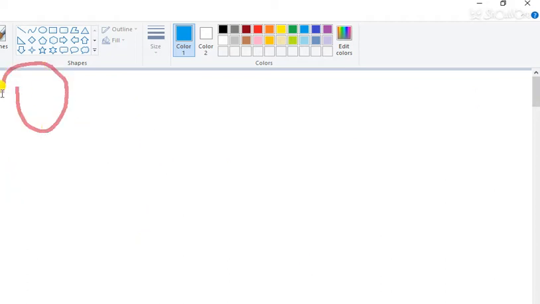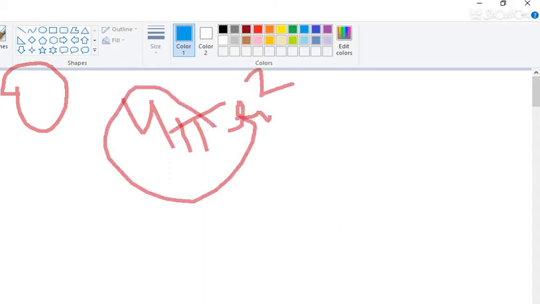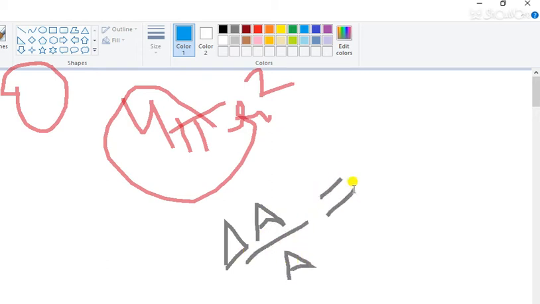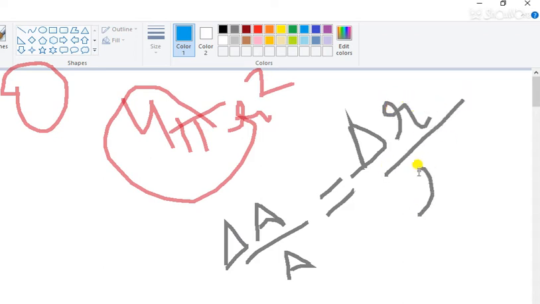So if I talk about the surface area of sphere, that is 4 pi r square. So in this case also 4 pi is constant, so delta a by a is equal to delta r by r. But here r has power 2, so 2 will be multiplied with delta r by r. So I hope these are the formulas that you have to note down.